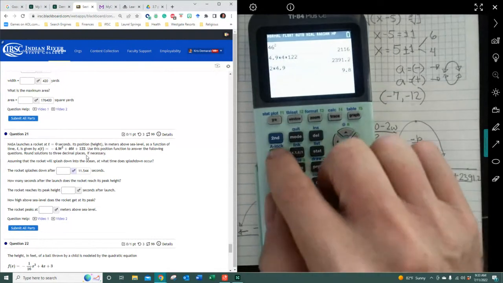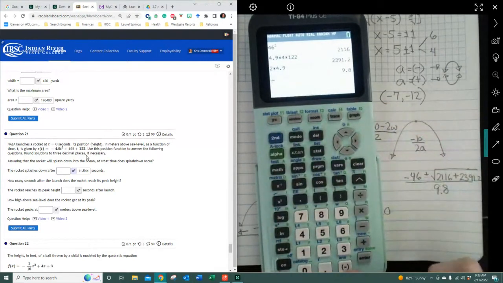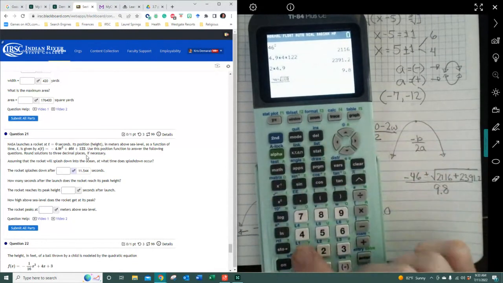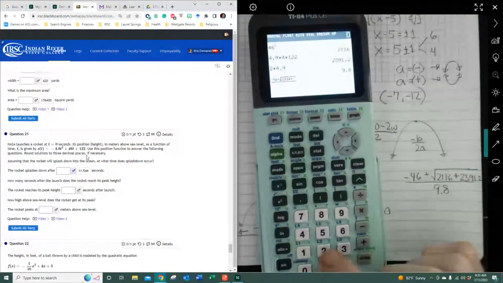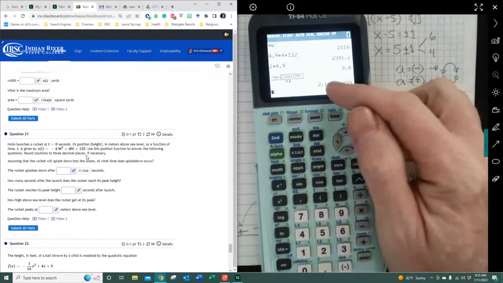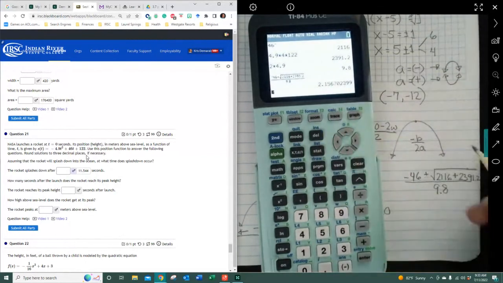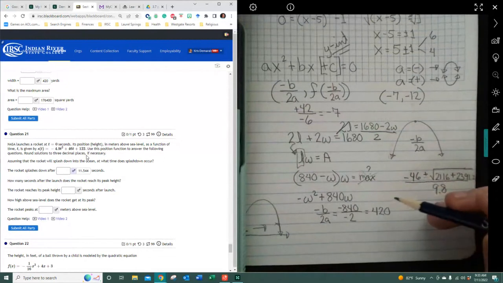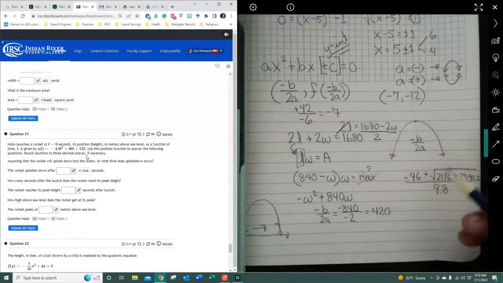So I'm going to do alpha this, and I'm going to do negative 46 plus the square root of, plus 239 1.2, all divided by 9.8. And here we have our answer. Now this is how long, wait a second. The rocket splats down after blank seconds. So that's the X value that should have been that.